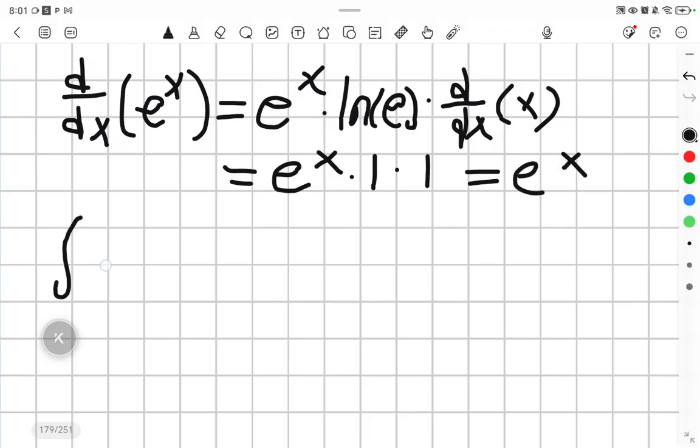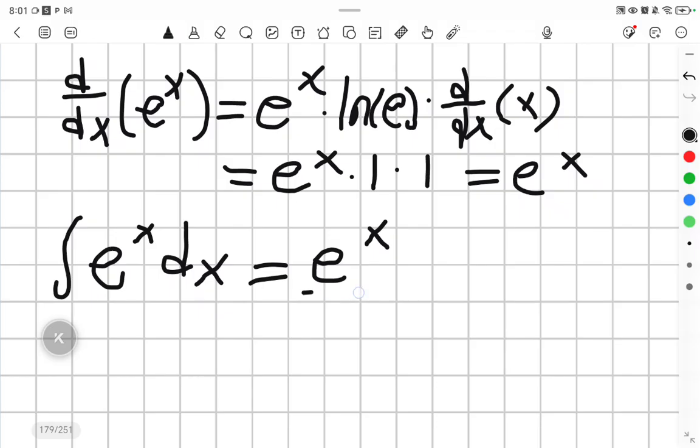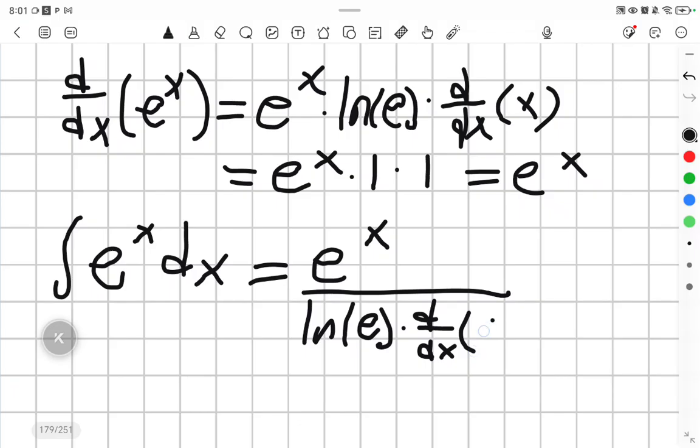Now, when you come to integrate e to the x dx, remember you keep this first. What did you do here? You multiplied. That means here you're going to divide by that whole thing which you multiplied. Divide by the ln of the base, divide by the derivative of the exponent. You divide by this whole thing. It goes together. You see, right? So all that.